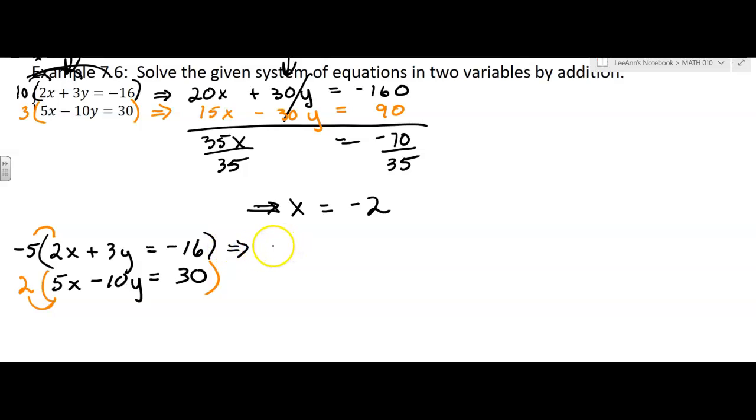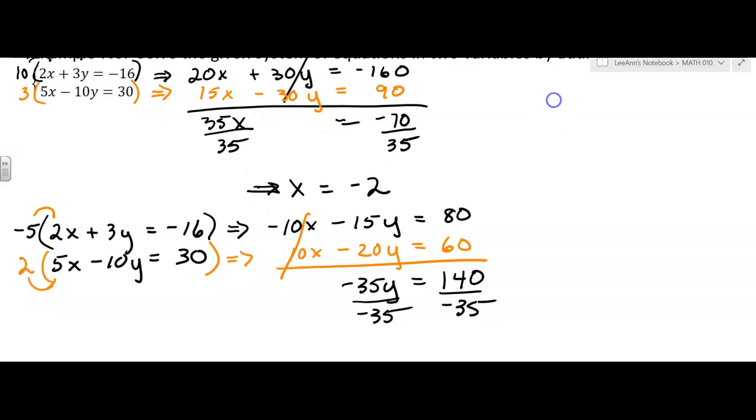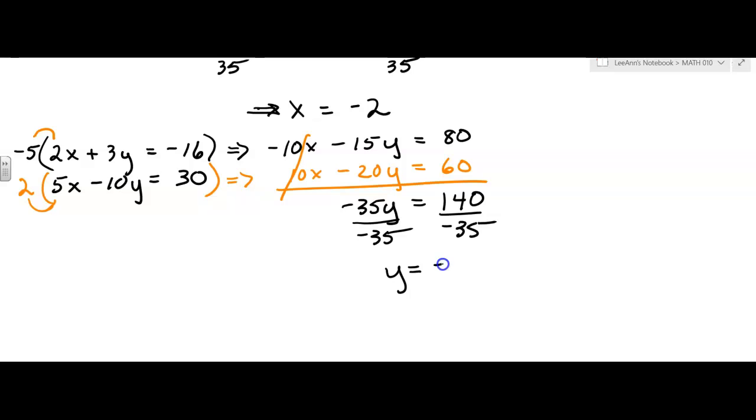The top equation now becomes negative 10x minus 15y equals 5 times 60, 80. And then the bottom equation becomes 10x minus 20y equals 60. Okay. Those eliminate. That's good. You're going to get a negative 35y. And here you're going to get what? 140? So if you divide by negative 35, you're going to get y equals negative 4. Okay. So you have found the ordered pair by doing it that way. Notice that you got what y equals here, and we already had what x equals, so you don't have to do any substituting. And that way, if you made a mistake on the first part, you at least got the second part right. Okay, so we're going to say the answer is negative 2, negative 4.